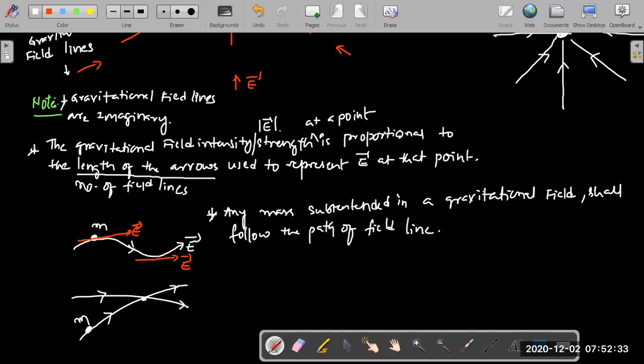Let's say, will it move in the field line of bigger length? No, that's not correct. Because if there are two field lines, that means there are two possibilities. Then the object cannot decide where it has to move. So the thing is that we say that gravitational field lines do not intersect. Not only gravitational field lines, most of the fields do not intersect. Got the point?